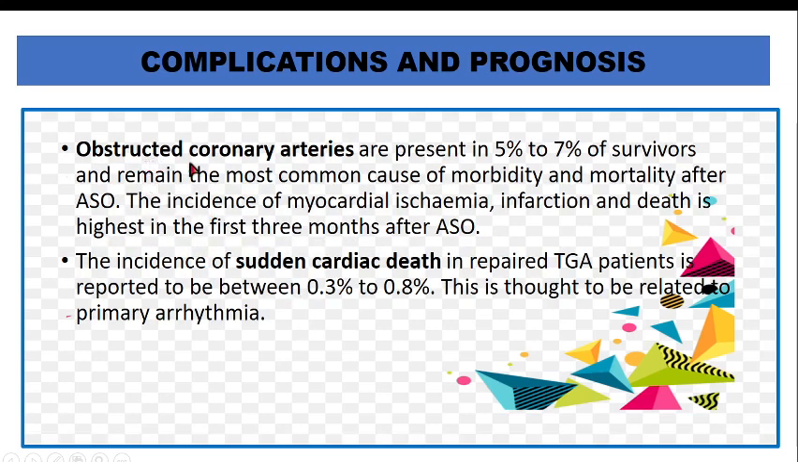Then there can be obstructed coronary arteries. हम लोग पढ़े थे कि if you have transposition of great vessels, 1/3 of the patients will have abnormalities in coronary arteries. What are coronary arteries? The first branch that arises from aorta, and this supplies the blood to the heart muscles. Okay, so obstructed coronary arteries 5 to 7%, and this can be the most common problems of morbidity and mortality, and the incidences of myocardial ischemia, infarction and death is highest in first 3 months after ASO.